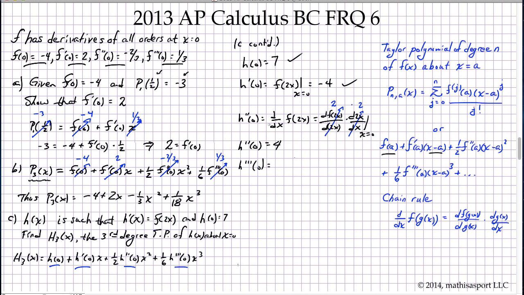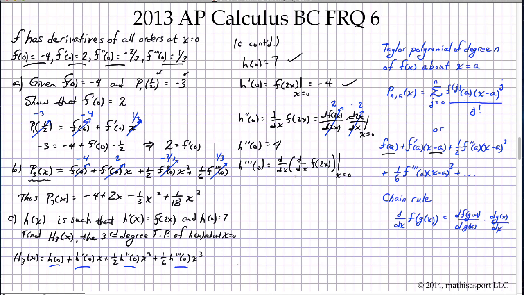Our last calculation is for h triple prime of 0. That means that we're going to have to take the derivative of this expression again. So we're talking about the derivative with respect to x of the derivative with respect to x of f of 2x. And once we've taken all of the symbolic derivatives applying the chain rule, then and only then at the end will we apply the condition that x equals 0.